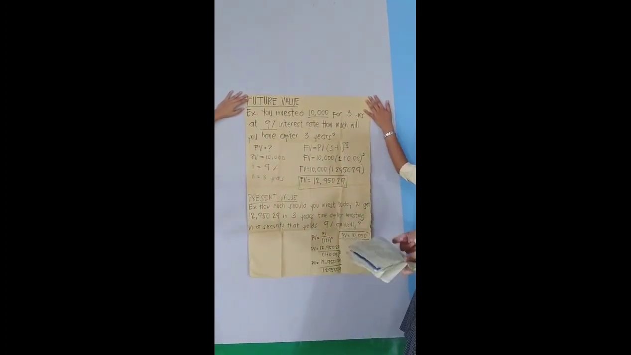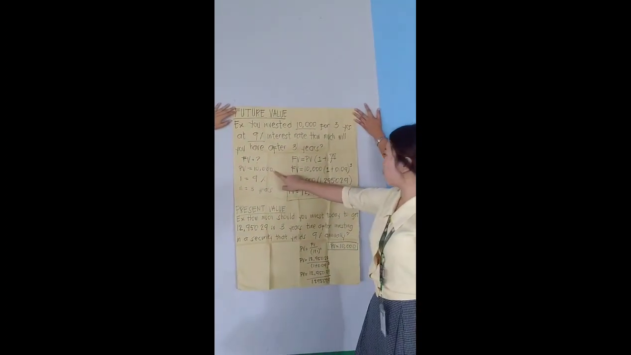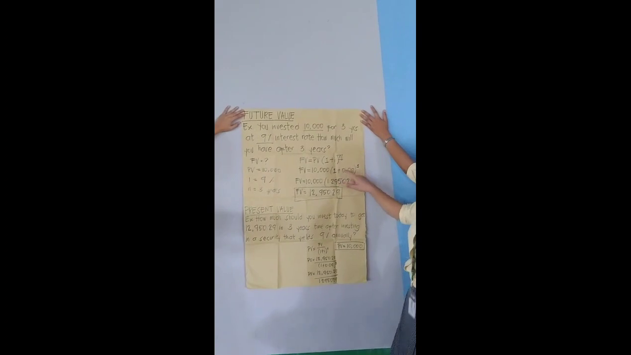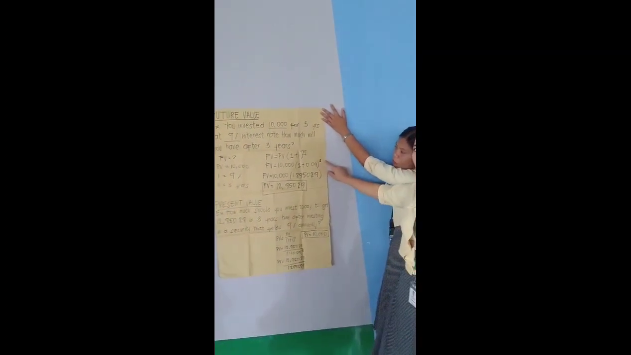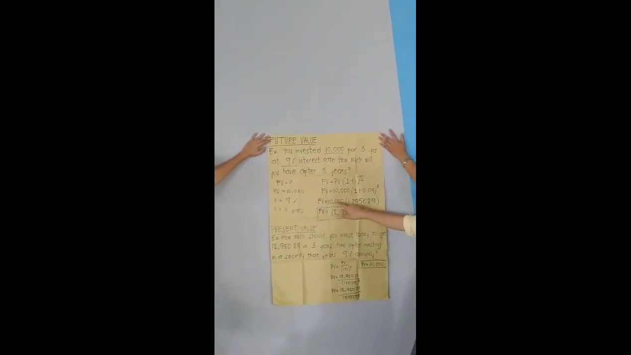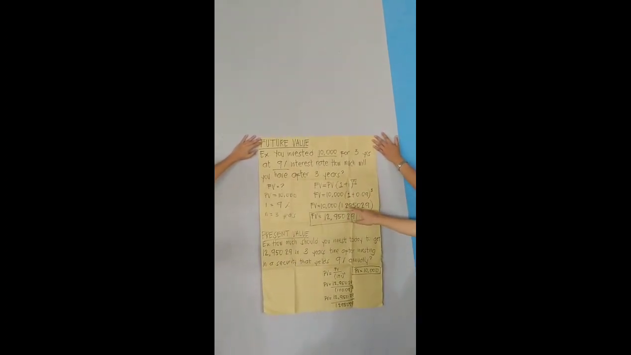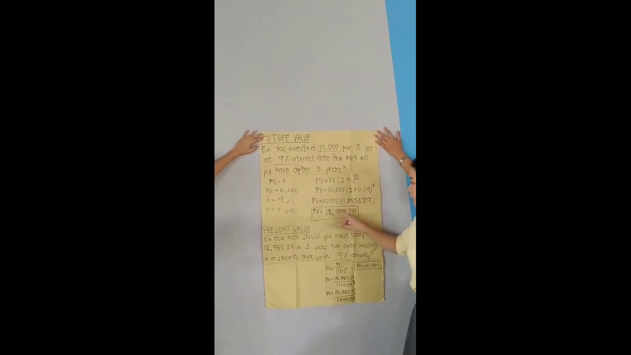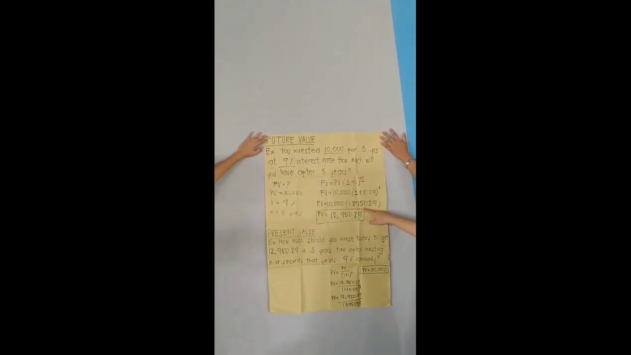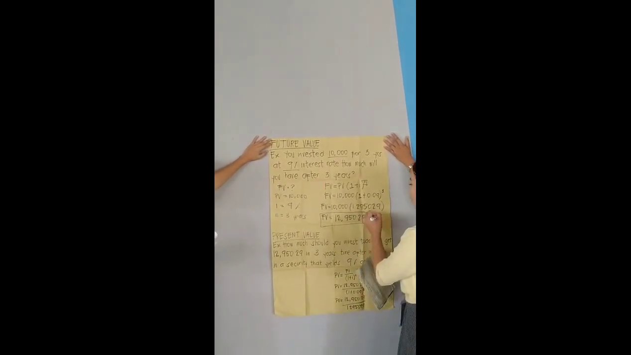So that is the solution. FV equals 10,000, the present value, multiplied by 1 plus 0.09, converting the 9%, raised to the third power, the period of time. 1.09 raised to the third power is 1.295029. So FV equals 10,000 times 1.295029, which is 12,950.29. That is the future value.